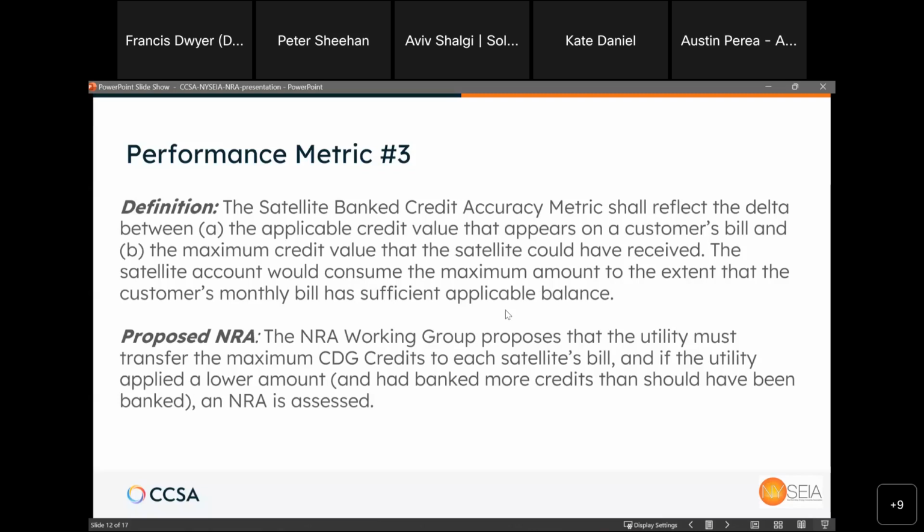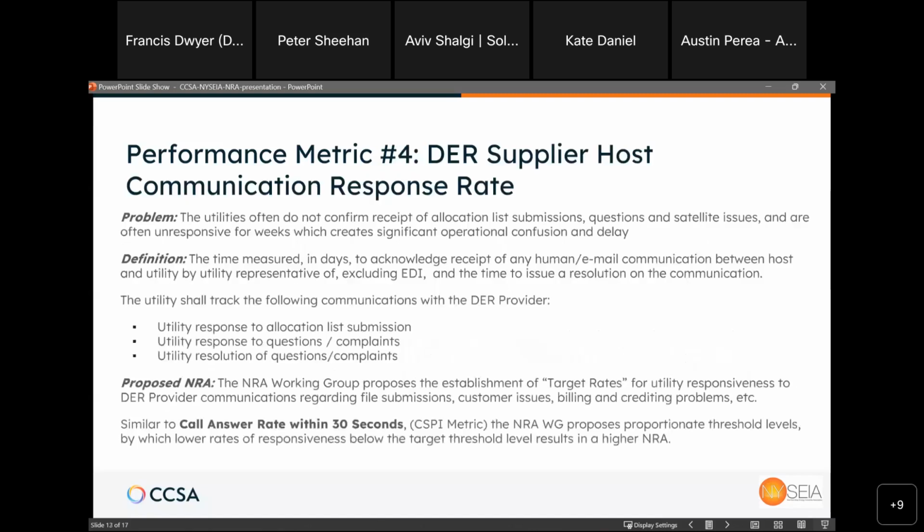The NRA that we are proposing will basically be assessed when the transfer of the credits is not the maximum that should be applied. This is kind of a binary metric, if you will, that is supposed to show either it was accurate or it wasn't. And if it's not accurate, then the NRA should be triggered. Next slide, Kate, please.